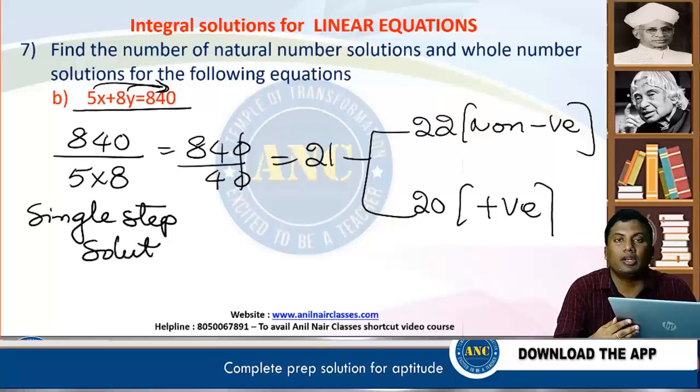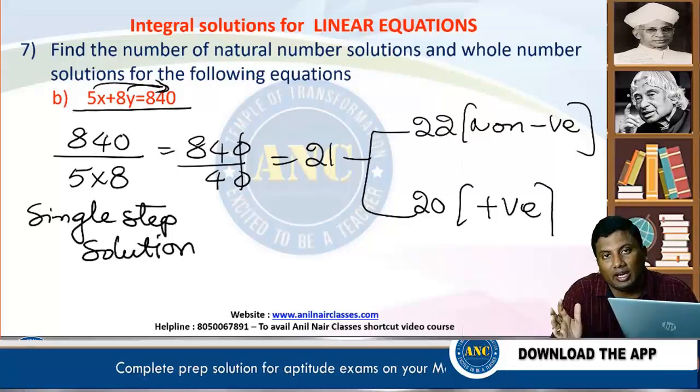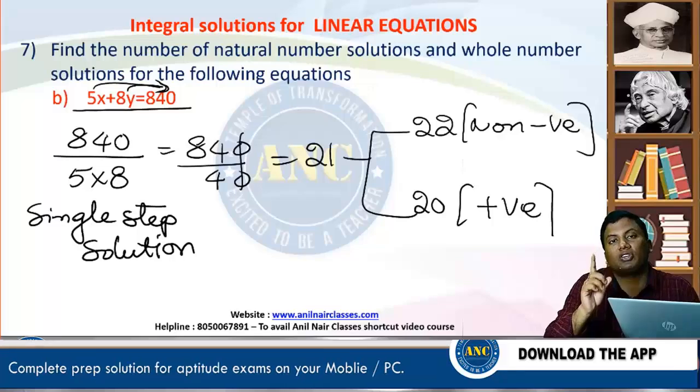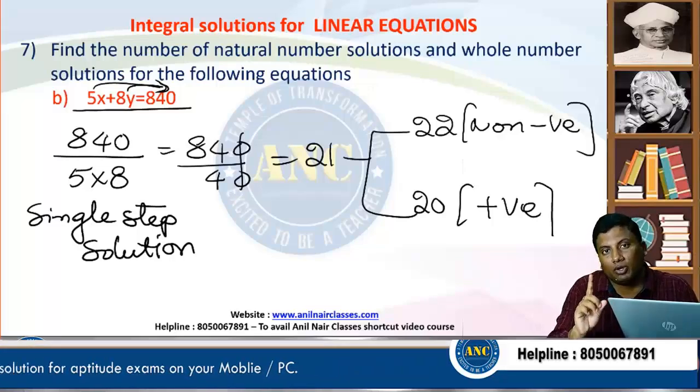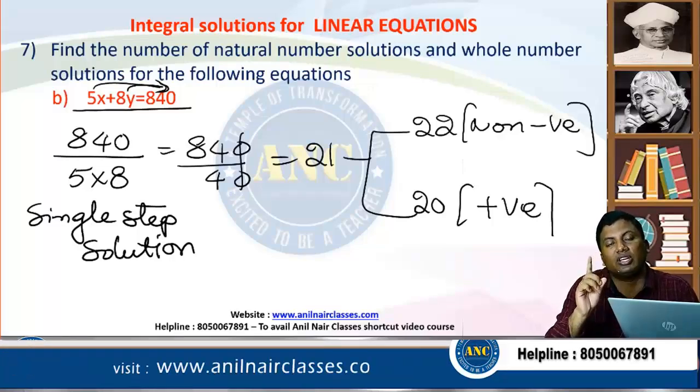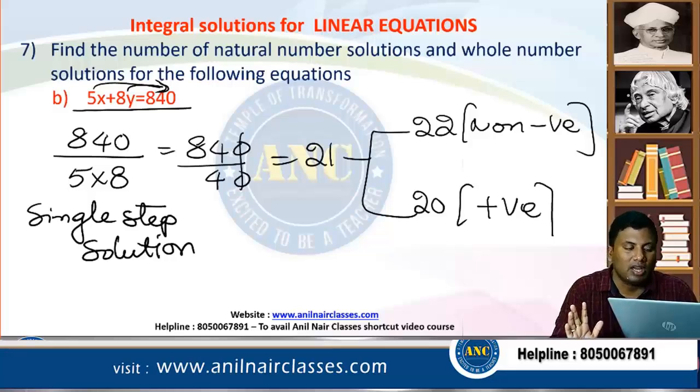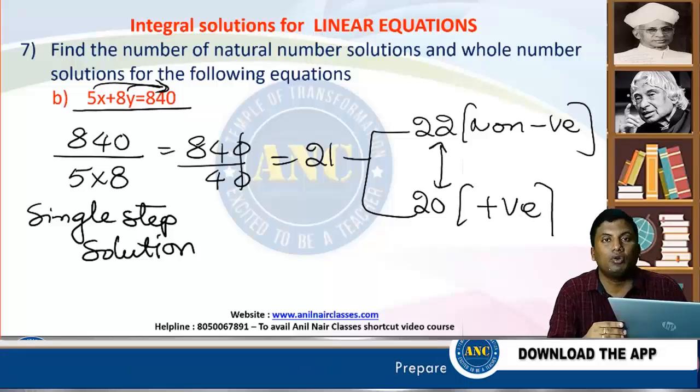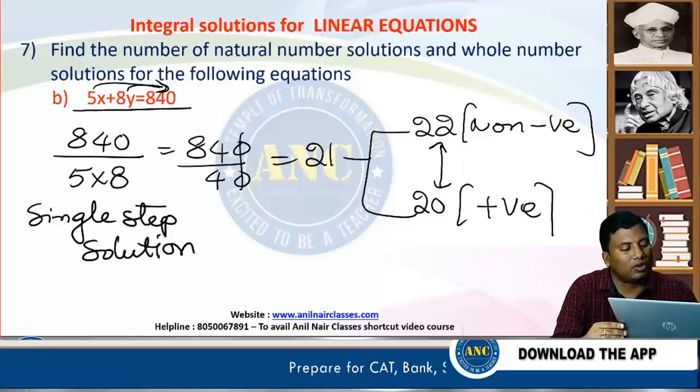k by a into b. When is k by a into b valid? When the coefficients of x and y are co-prime to each other, or in other words HCF of the coefficients is 1. Directly use k by a into b. Why is there a difference of 2? x could be 0 or y could be 0.